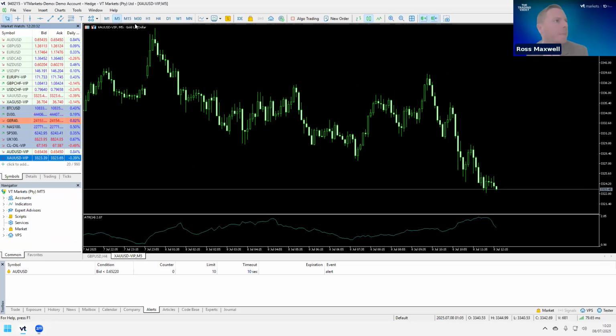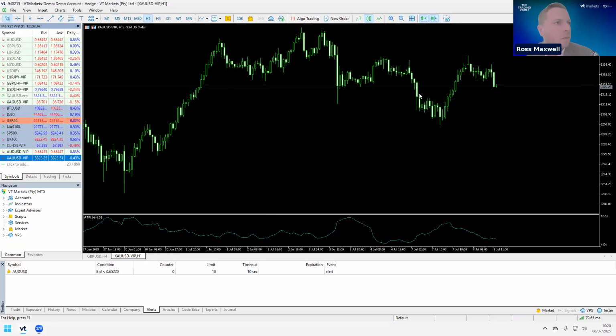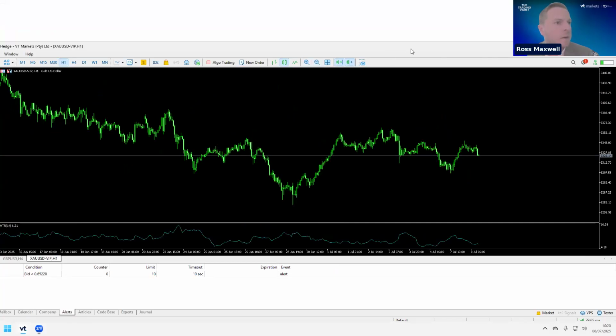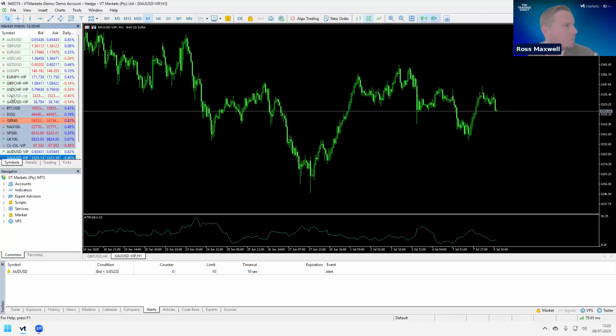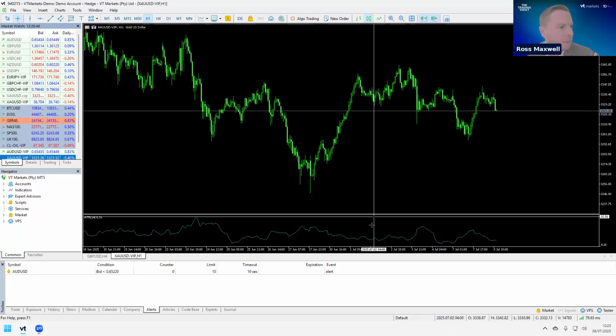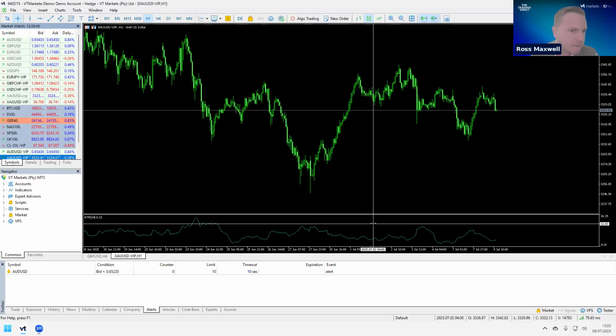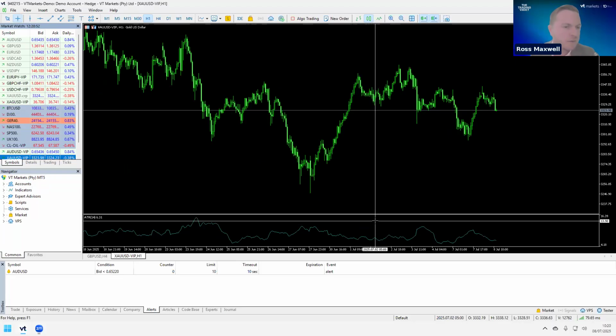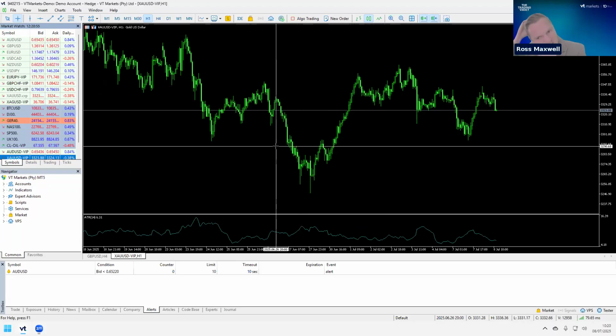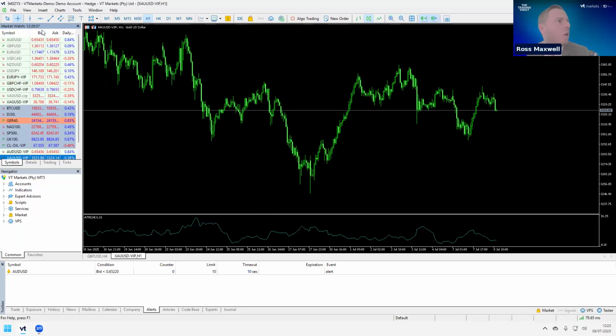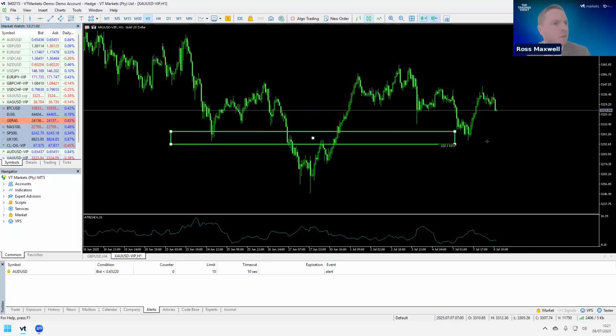I'm going to scroll out to around a one hour time frame here. ATR is about 12 to 14, so again we're going to be using $6 to $7 wide zones. So we're going to insert an object, rectangle. We want it to be $6 to $7 wide.